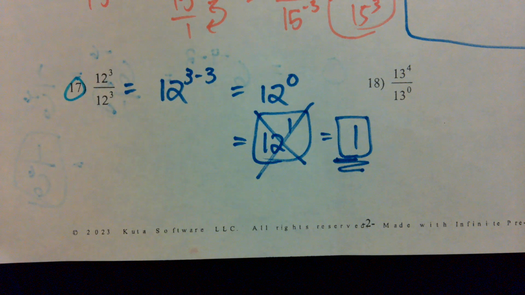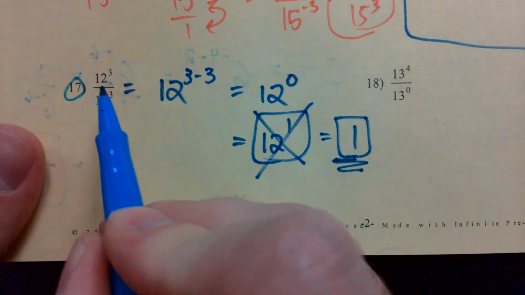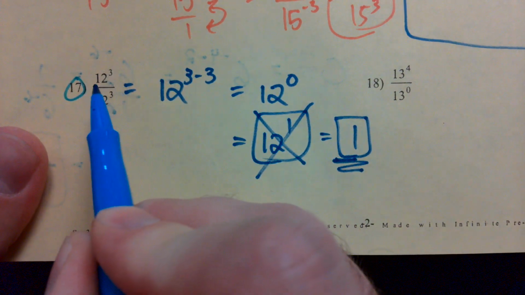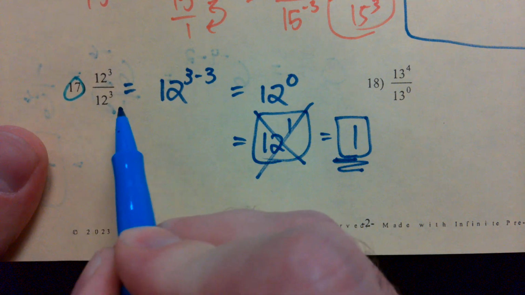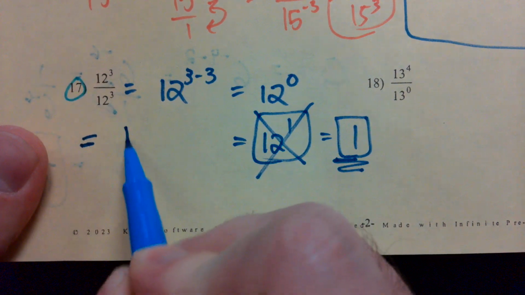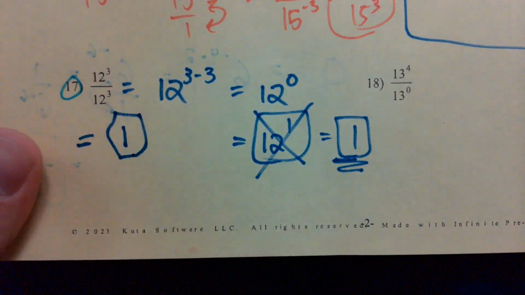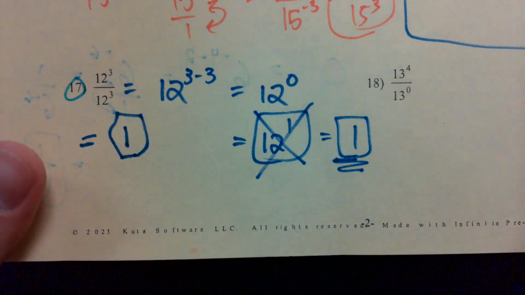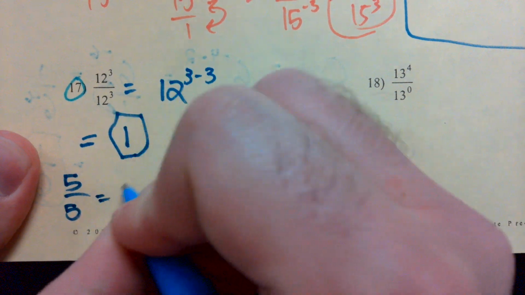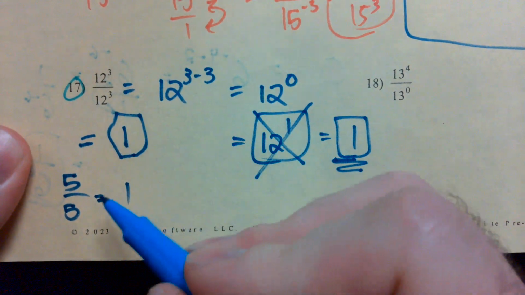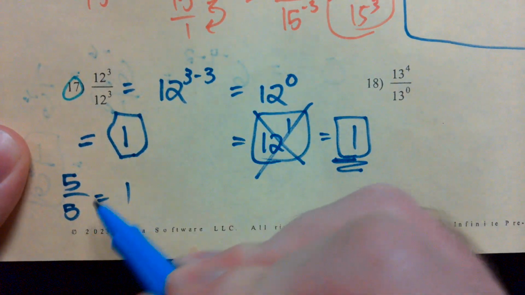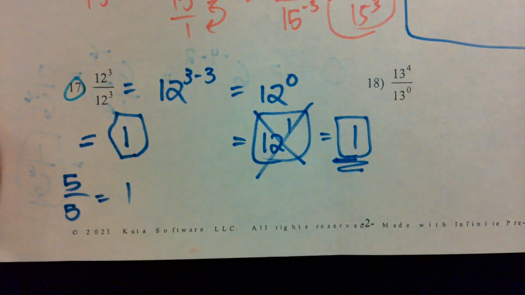But again, think about what we've learned before. If we have the exact same thing on the top of our fraction as we have on the bottom, well, that's always just going to simplify to 1. Right? If we had like 5 over 5, that's always going to be equal to 1. Same on top as we have on bottom. And this is no different. Okay?